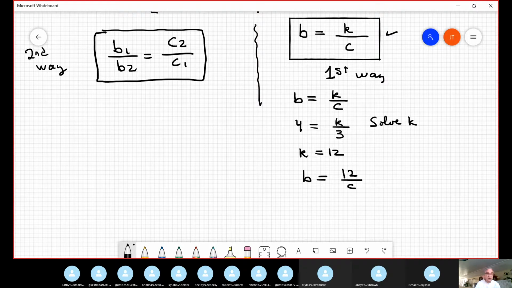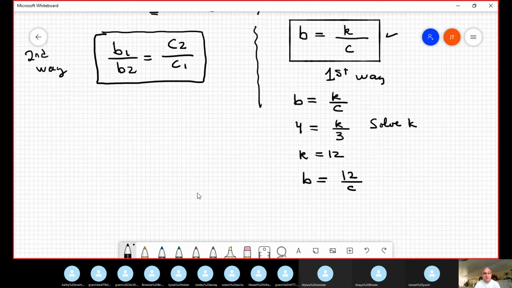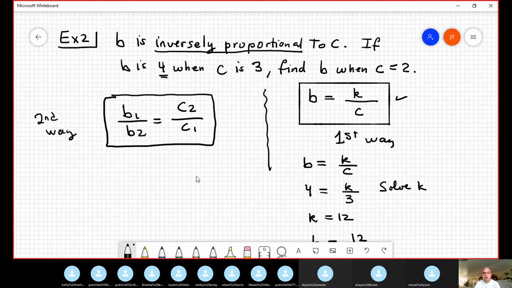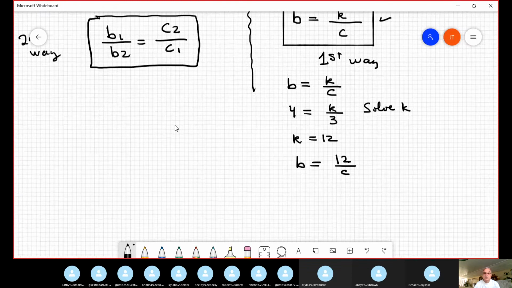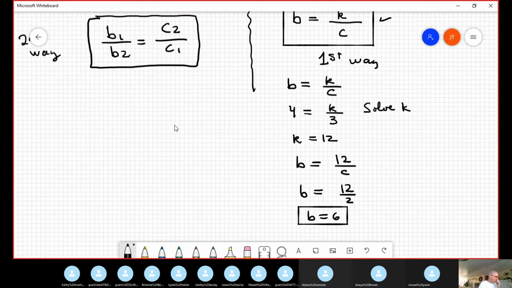So, in condition 2, I need to investigate C is 2. So, substitution, B2, C is 2. So, 12 divided by 2 is 6. End of the story, I finish. Super easy.